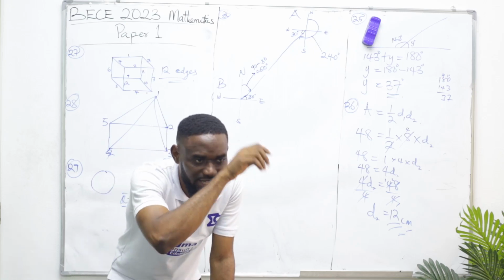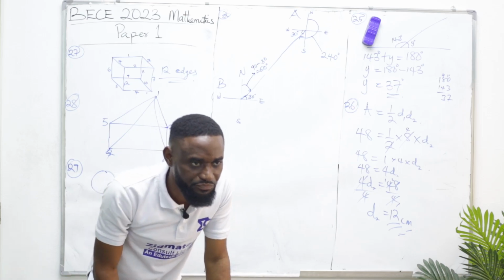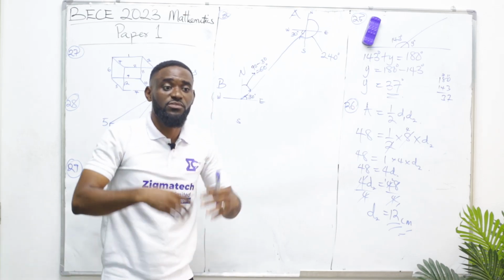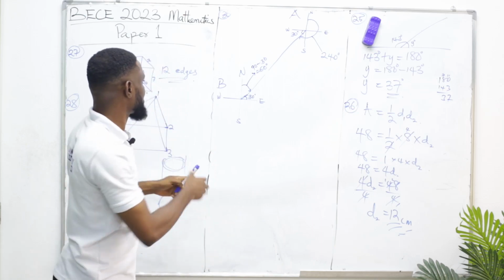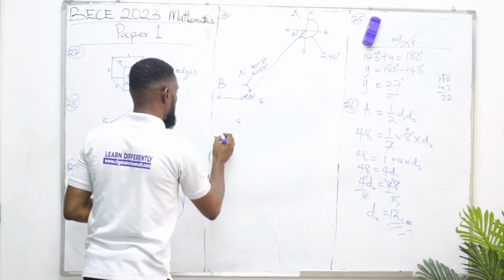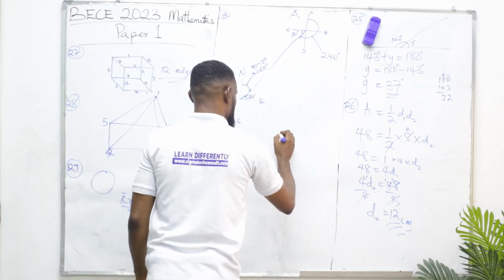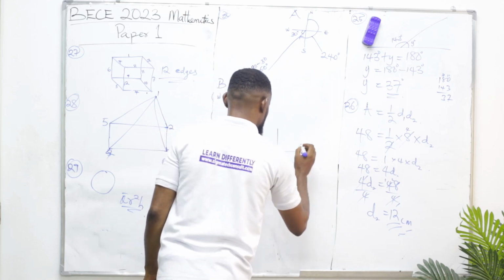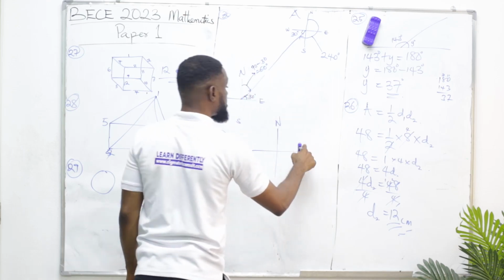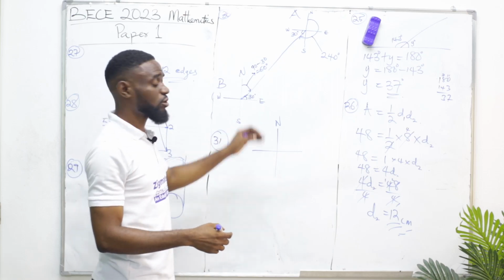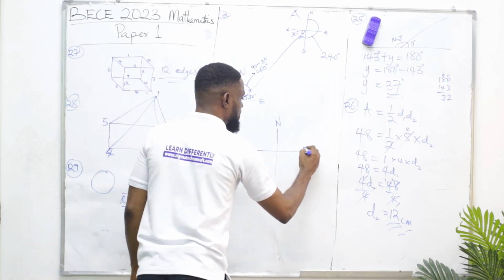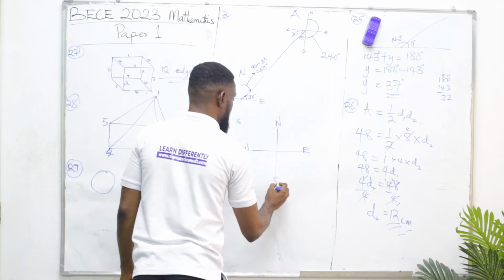They say, what is the three-figure bearing of 45 degrees southwest? All right, let's look at that, 31. Let's look at this. It's important you put your coordinate positions. This is east, this is west, and this is south.